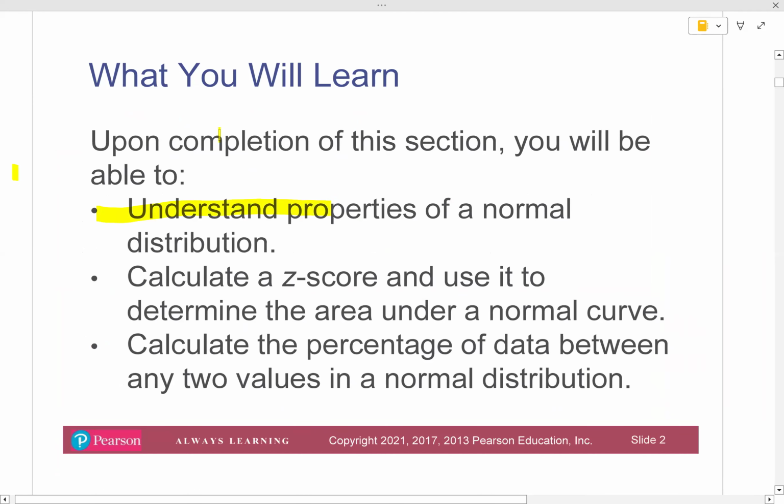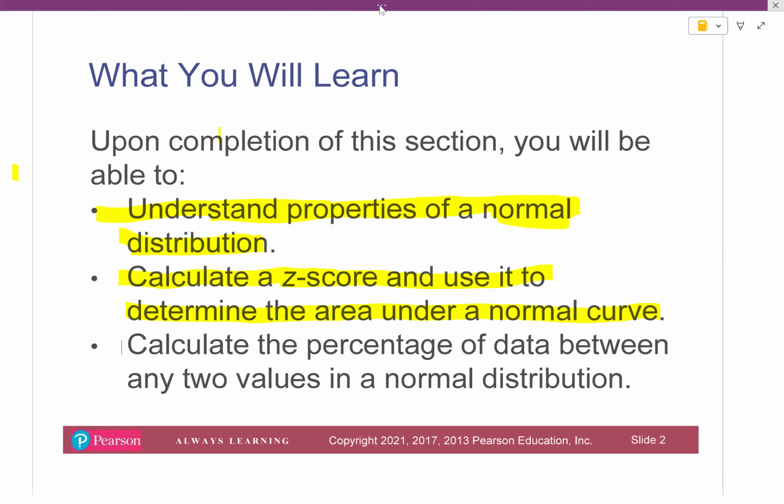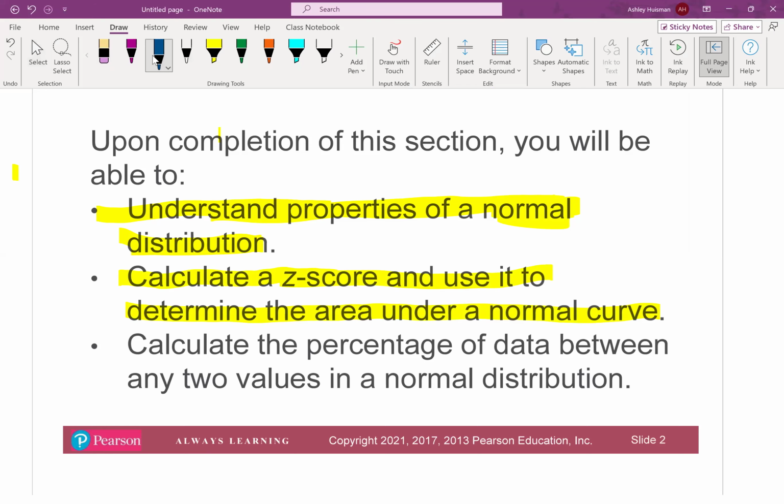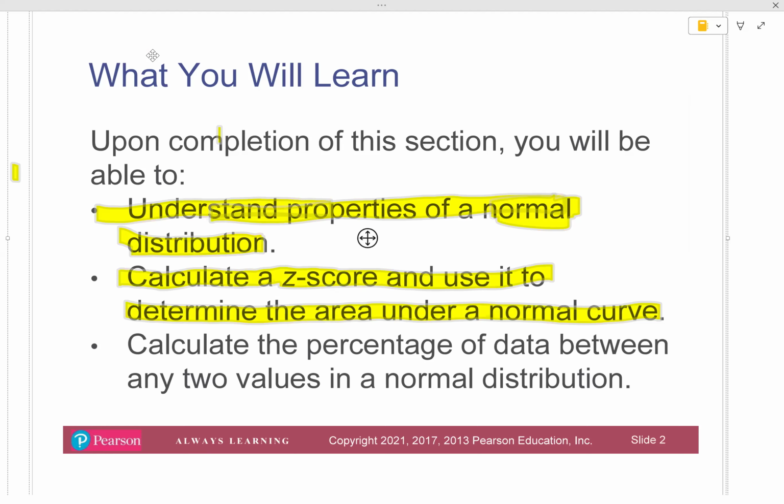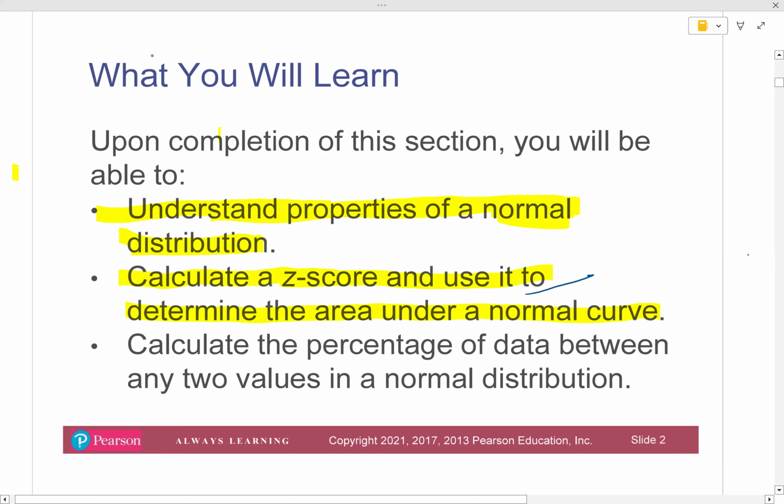We're going to be able to understand properties of a normal distribution, and we'll talk about what that means. What is a normal distribution? You've probably heard about it before. Also, we need to calculate what's called a z-score, which we'll see what that is, and we'll use it to determine the area under a normal curve. And we'll see what those have to do with everything. But we'll use this to calculate probabilities.